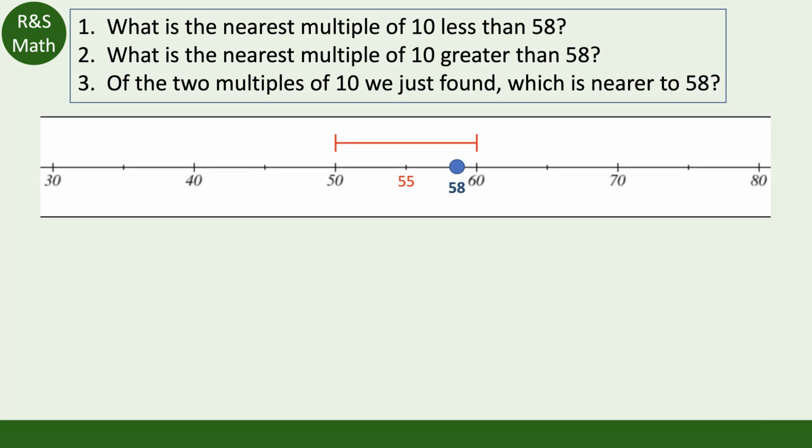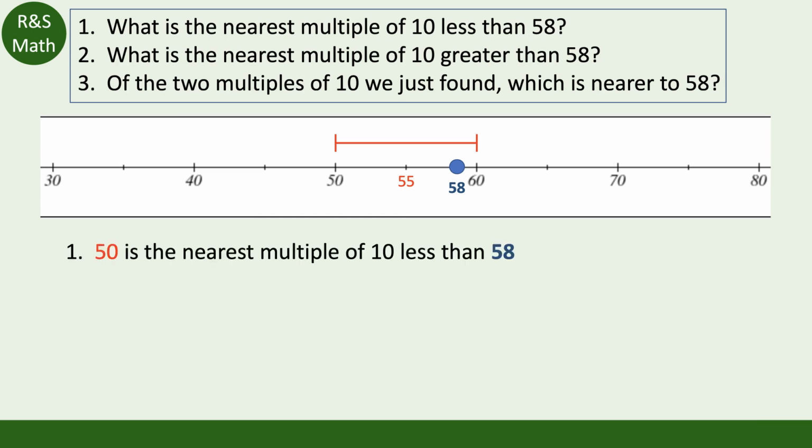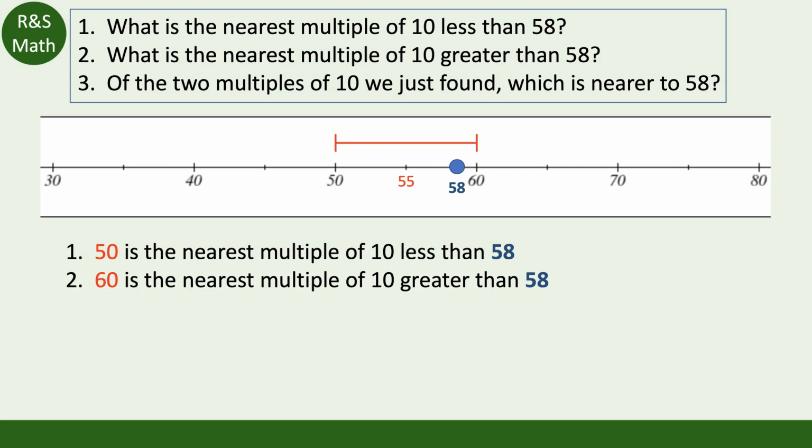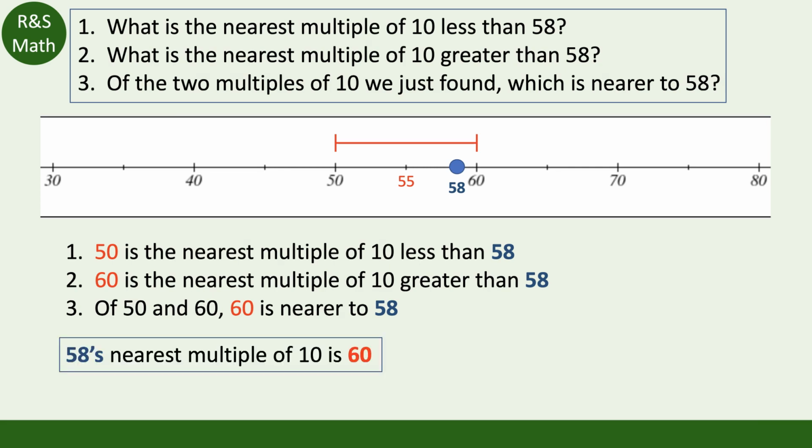Both 50 and 60 end in a 0, so they are both multiples of 10, and they are the multiples of 10 nearest to 58. So the answer to the first question is 50 is the nearest multiple of 10 less than 58. The answer to the second question is 60 is the nearest multiple of 10 greater than 58. And the answer to the third question is, of the two multiples of 10 that 58 is nearest to, 60 is the one nearer to 58. We say 58's nearest multiple of 10 is 60.